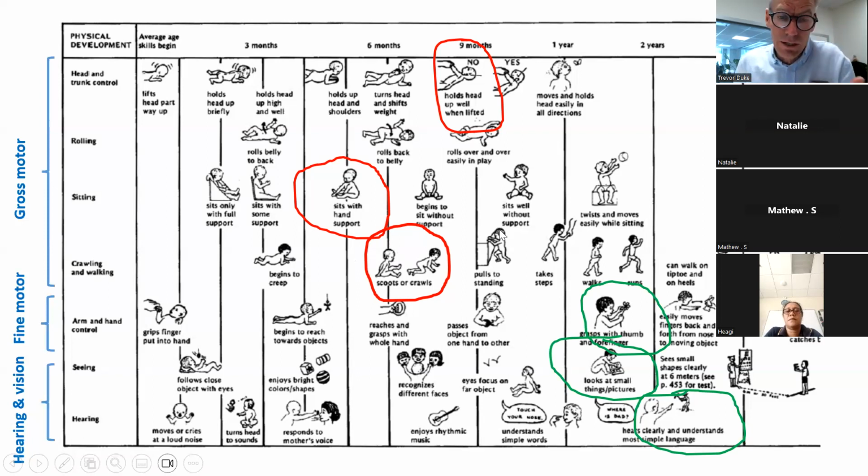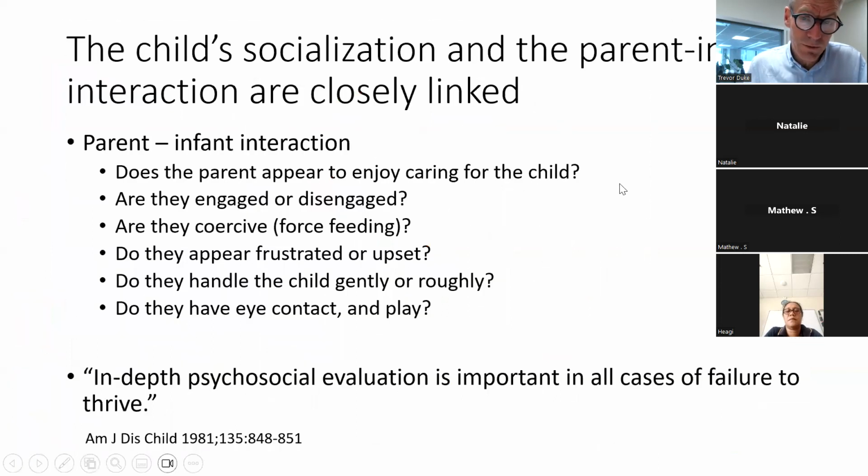And so using a chart like this can help you just describe the child's fine motor skills, their gross motor skills, their vision, their hearing, and their socialization skills. I think this is a useful thing to use whenever you see a child who you want to do a developmental assessment on.